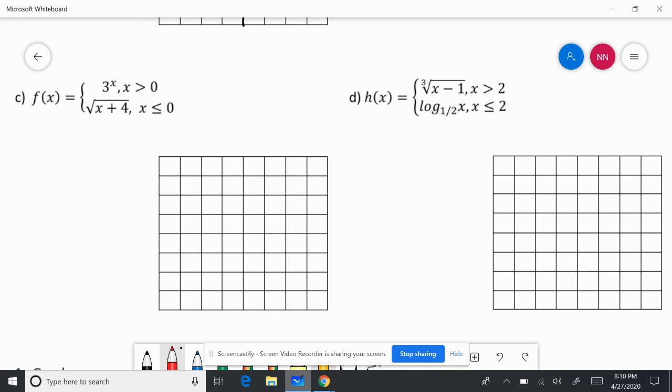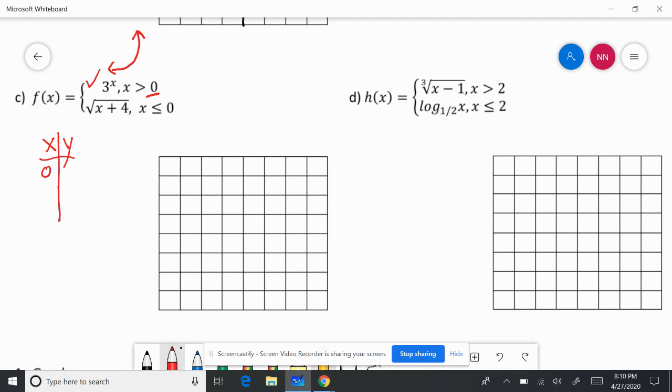We're going to continue graphing piecewise functions. Remember, the first thing that we want to do is have a visual of the equation that we're graphing. This one right here is an exponential, and it's an exponential growth, so I know it's going to look similar to that. What I want to do is start with my domain, which in this case is 0. So I'm going to start with the number 0.